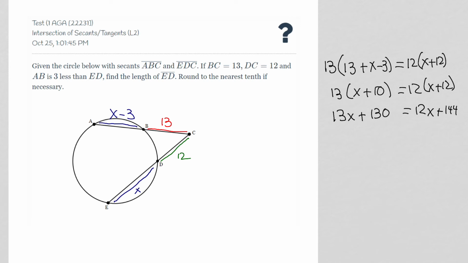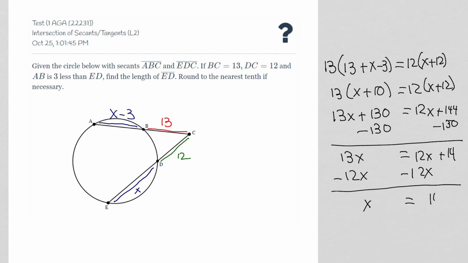I will subtract 130 from both sides of the equation. Then I will subtract 12x from both sides. So x is equal to 14. Rounding to the nearest tenth, well, 14 is it. So your answer: x is equal to 14.